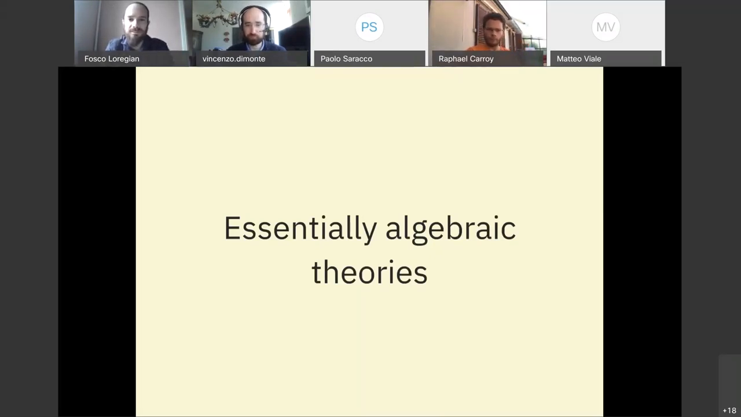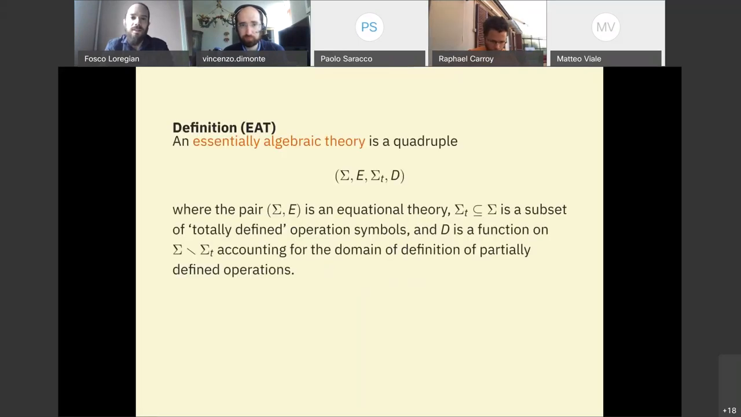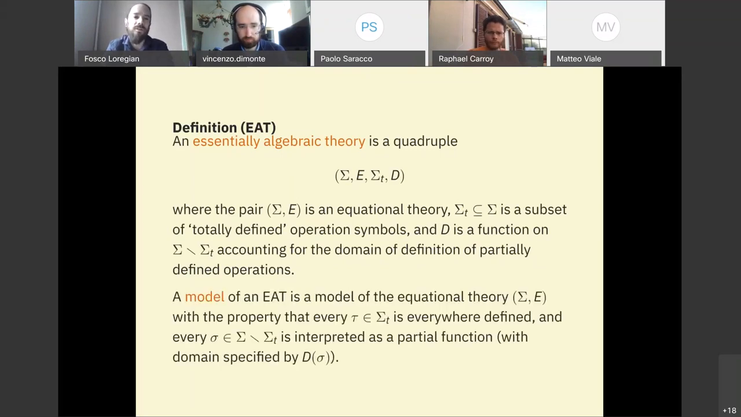I was saying, what's this talk about finally? Well, this talk is about essentially algebraic theories, where, as I told you at the beginning, operations can be partially defined. Okay, let's traverse the desert of this ugly definition of an essential algebraic theory. You have to fix an equational theory, and you have to specify a subset of totally defined operations, and a function defined on the complement of the totally defined operation symbols that accounts for the domain of definition of the operations that are not total.